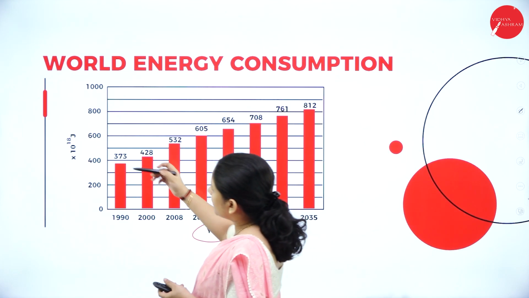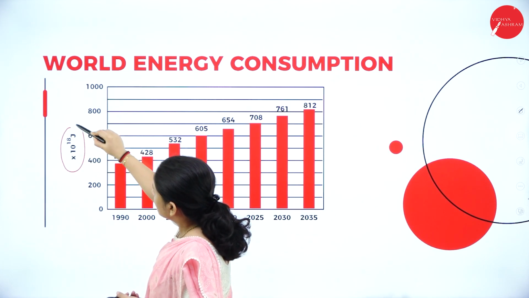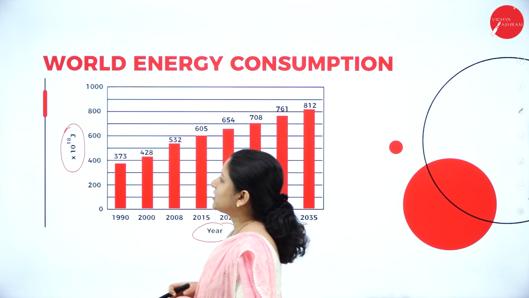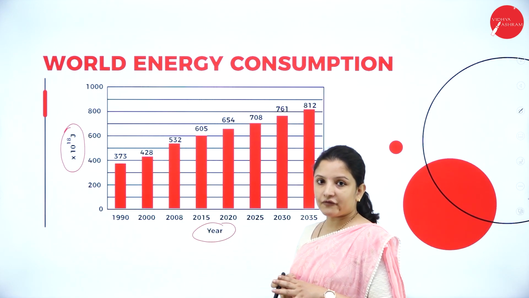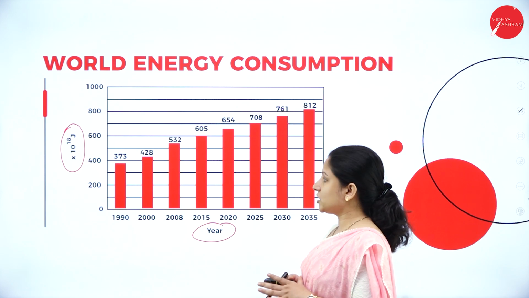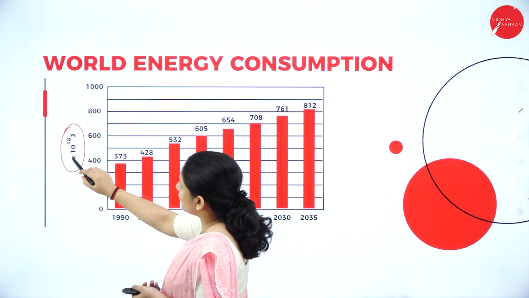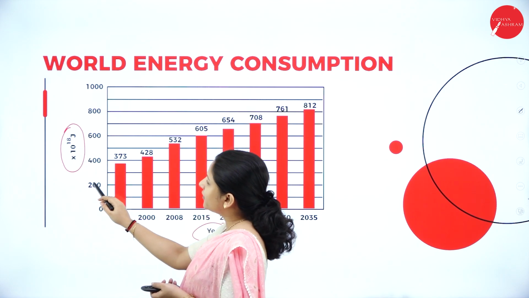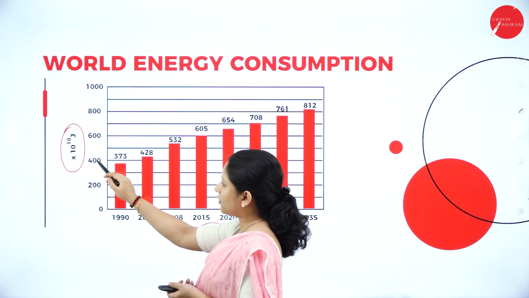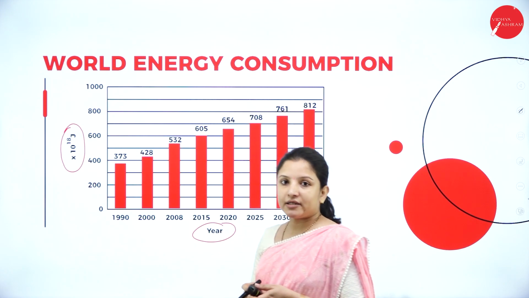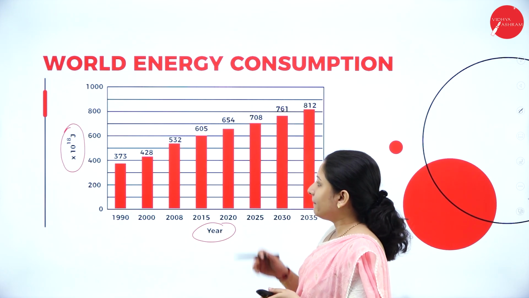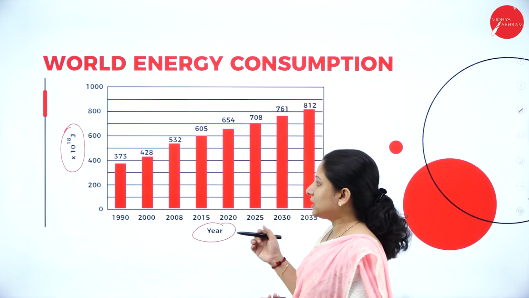So they have given here the amount of energy, that is something into 10 to the power 18 joules. Joules is the unit of energy. It is used to measure the energy. So it is 0 into 10 to the power 18 joules, 200 into 10 to the power 18 joules, 400 into 10 to the power 18 joules. So that is what is meant there.